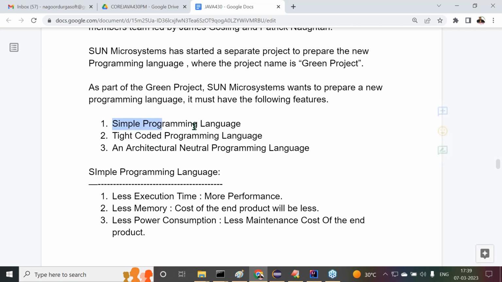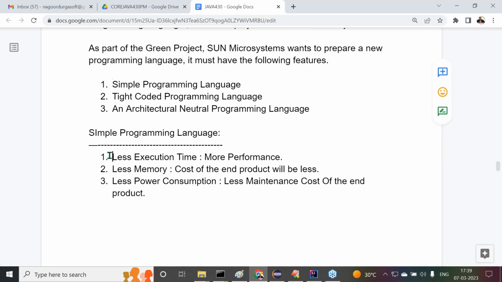Can you tell me the meaning of simple programming language now? Come on, less execution time, less memory, less power consumption. What's the meaning of tight coded? Less number of instructions, more implementation. Less number of instructions, more productivity. Got it or not? Right, sir. What's the meaning of architectural neutral? Able to execute its applications on all the operating systems and all the hardware systems. Come again. What's the meaning of simple programming language? Less execution time, less memory, less power consumption. What's the meaning of tight coded programming language? Less number of instructions, more implementation. All right, sir. What's the meaning of an architectural neutral programming language?